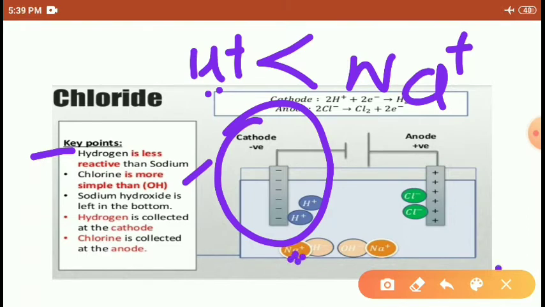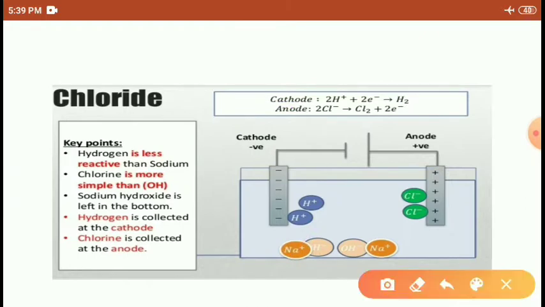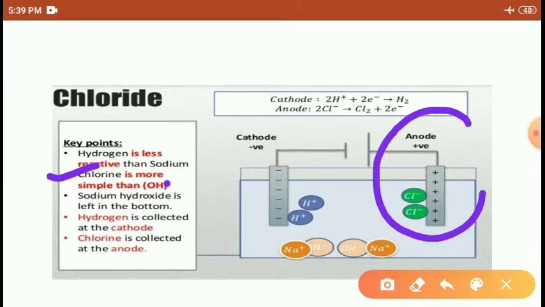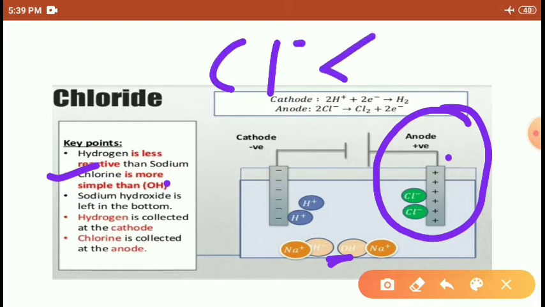Right. And next, chlorine is simpler than OH. It means chlorine is also less reactive. So less reactive species are attracted to the anode, right? That's why OH remains in the solution. Here is the OH, students. So chlorine is simpler, meaning Cl minus is less reactive than OH minus. So that's why chlorine is attracted to the anode, right?